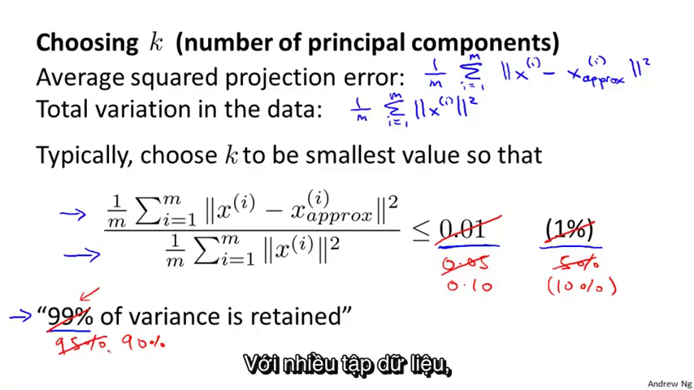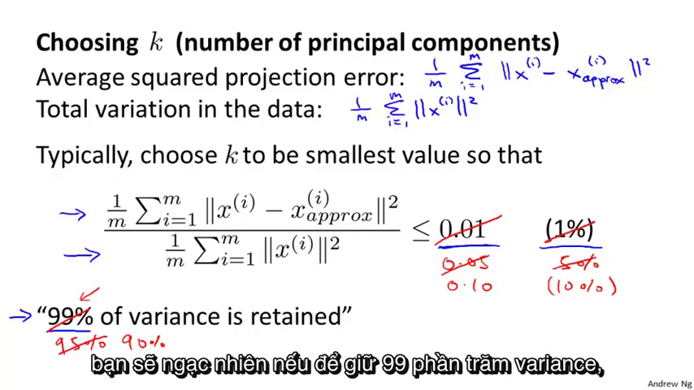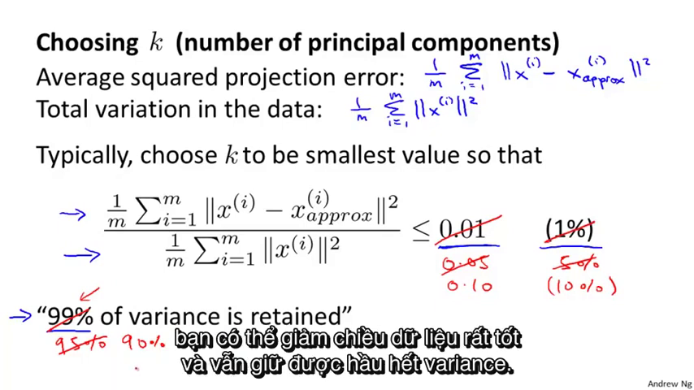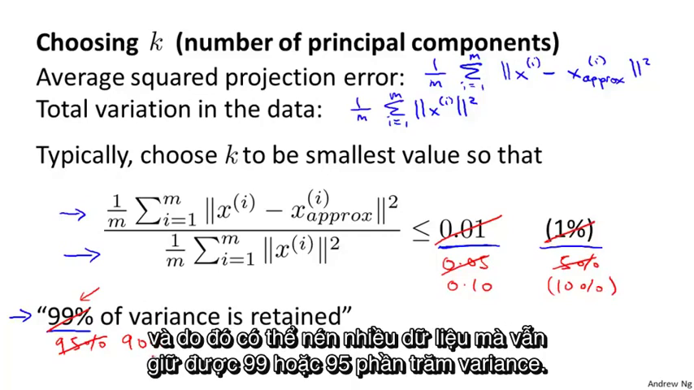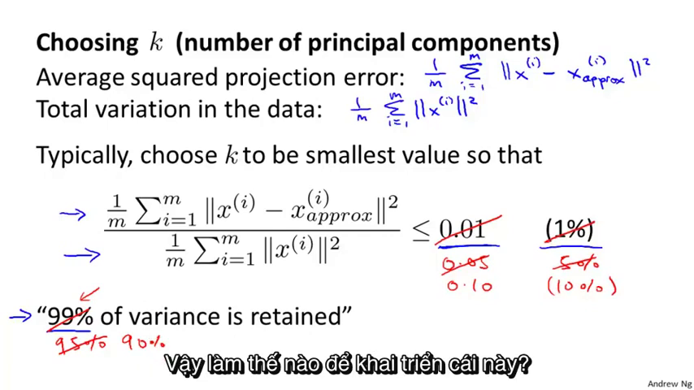For many data sets, you'd be surprised, in order to retain 99% of the variance, you can often reduce the dimension of the data significantly and still retain most of the variance, because for most real-life data sets, many features are just highly correlated, and so it turns out to be possible to compress the data a lot and still retain 99% of the variance, or 95% of the variance.